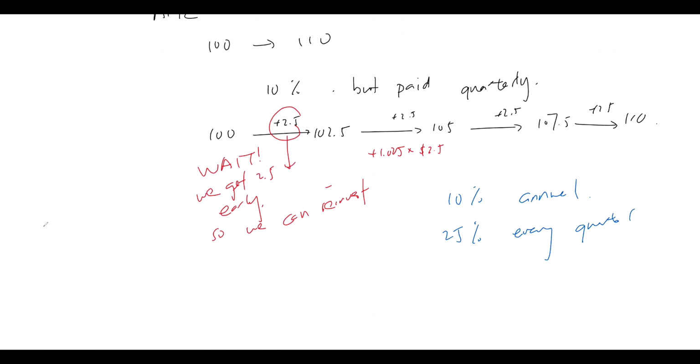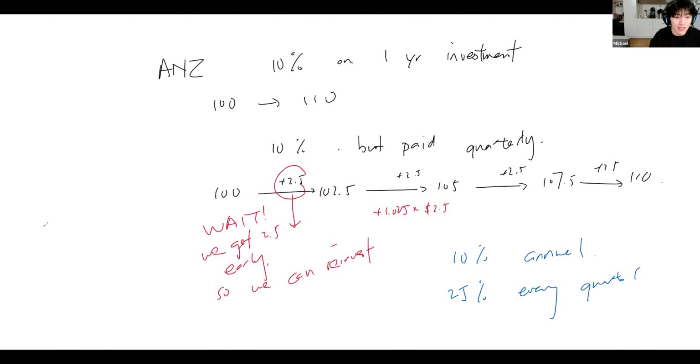So what I'm trying to emphasize here is that if we get paid the interest early, we could reinvest that interest and get more out of everything. But if we don't get paid early, we only get paid $10 at the end. We couldn't do that. So these two give you different returns. Any questions? I haven't got to the calculation part, but that's the idea. Any questions about this idea?